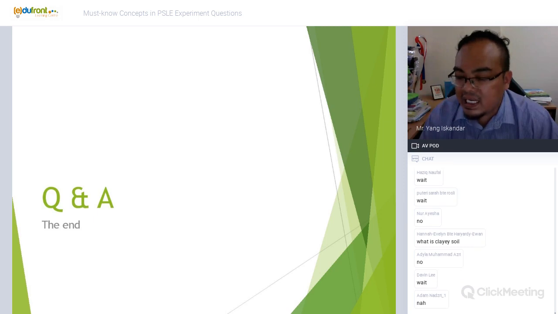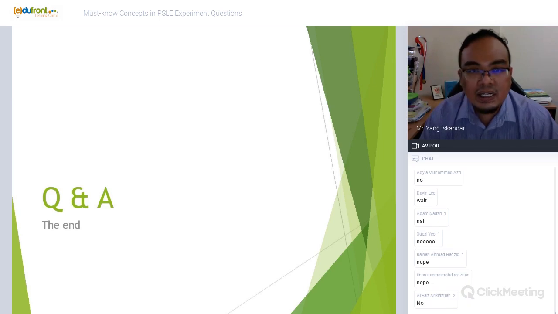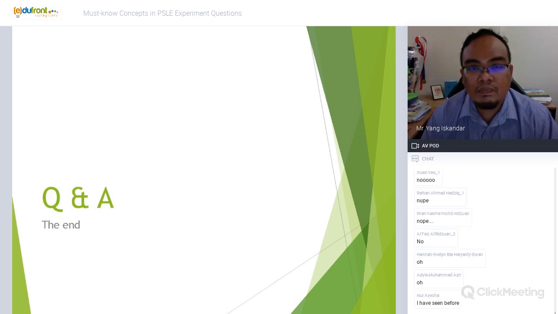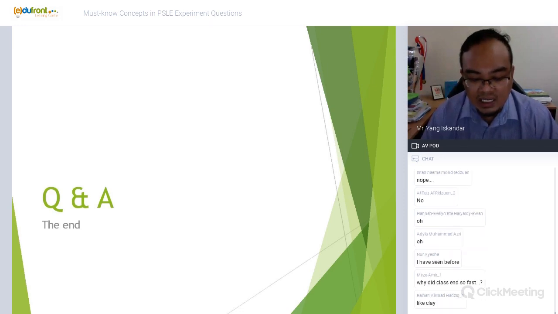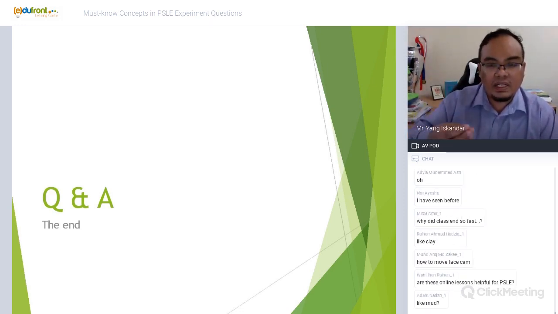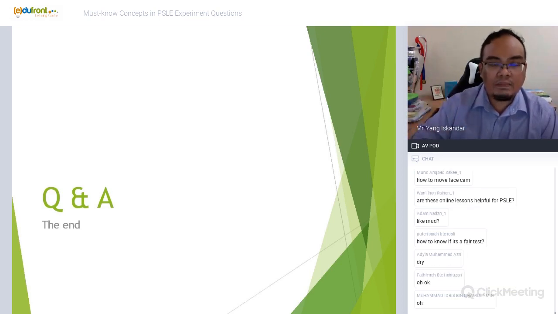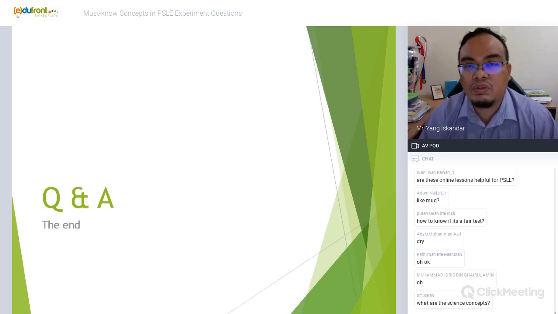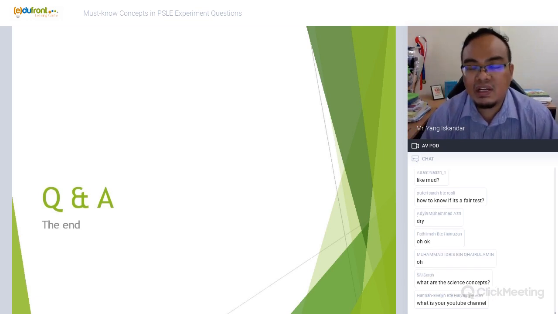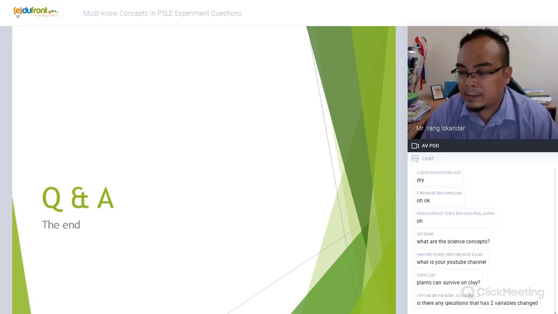Anna asks, what is clay soil? Clay soil is a type of soil. Usually you can find it in the construction site, right? At the construction site, the soil is very clumpy, wet, right? When you carry it, you know, it feels very clumpy. Compared to sandy soil, it will flow very quickly, right? Water can pass through very easily, but with clay soil, if you pour water, the water does not seep through easily. Okay, that's the difference between clay soil and, say, sandy soil.